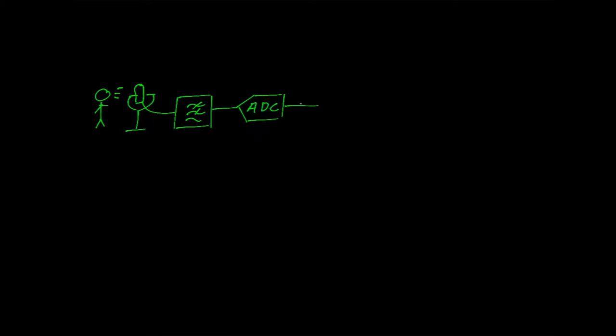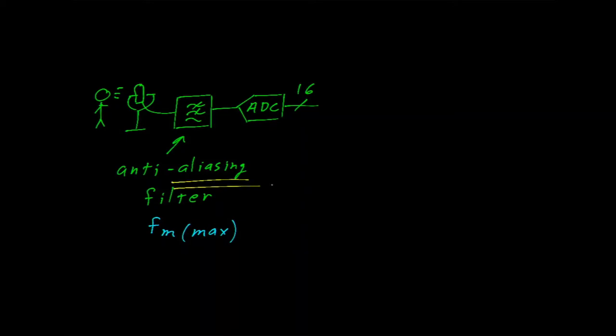Together, these pieces form the front end of our digital system. This filter is called the anti-aliasing filter. Its purpose is to band limit our modulating signal, so we'll call that F sub M max. As the name implies, this is very important to prevent aliasing, and we'll explore what that means in a moment.